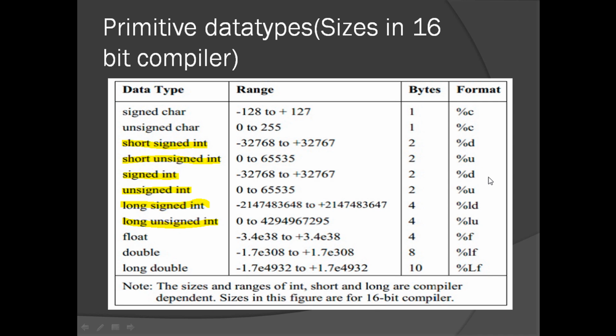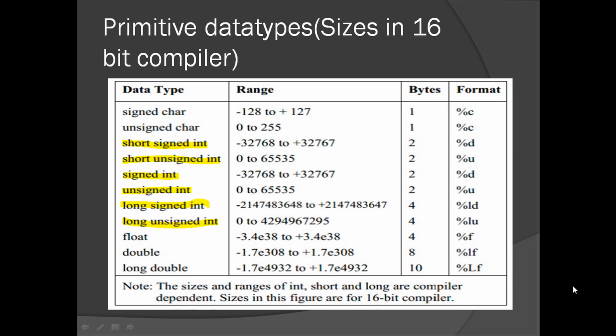For every data type, a format specifier is there. For integer %d, for char %c, for float %f, for double %lf. These are the different format specifiers that can be used for different data types. So all these ranges and all these bytes apply to that particular data type.